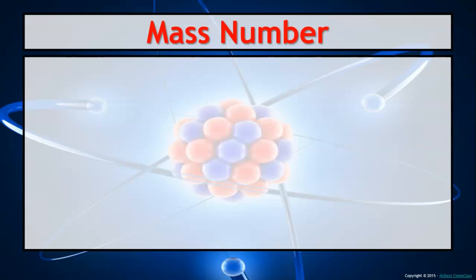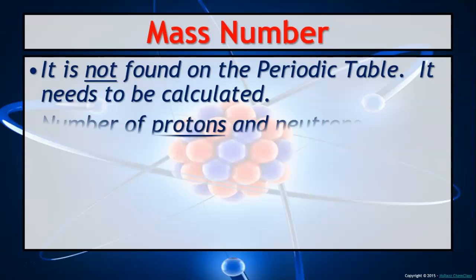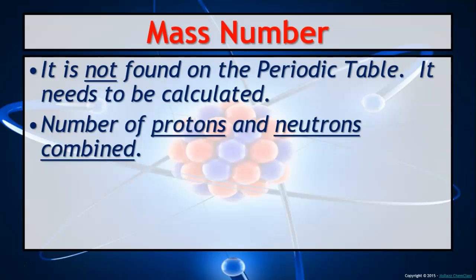So that brings us to the idea of something we call mass number. Now, mass number is not actually found on the periodic table. It is something that we can calculate in an atom, or it is a piece of information that we can be told about an atom, but you're not going to find it on the periodic table. So it is the number of protons and neutrons combined in an atom. So we're talking about one specific atom here.